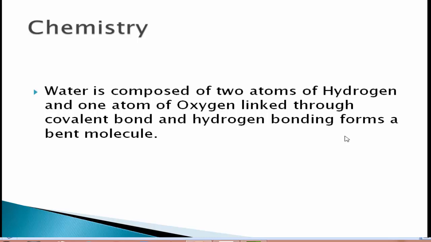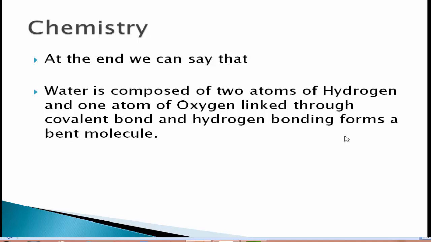The first one was composition, the second one was structure, the third is properties, physical properties and chemical properties, and the fourth one is reactions. Now, water is composed of two atoms of hydrogen and one atom of oxygen linked through covalent bonds, and hydrogen bonding forms a bent molecule. This is our observation because we have considered all those four parameters of the definition, and we have taken the example of water.